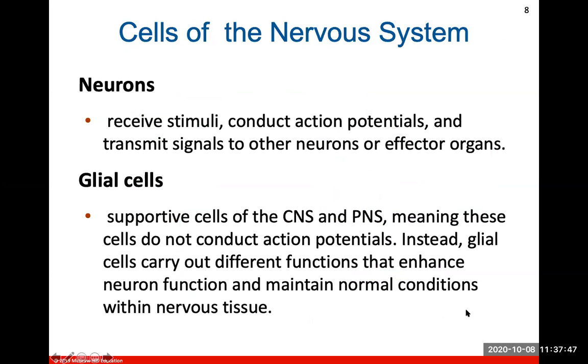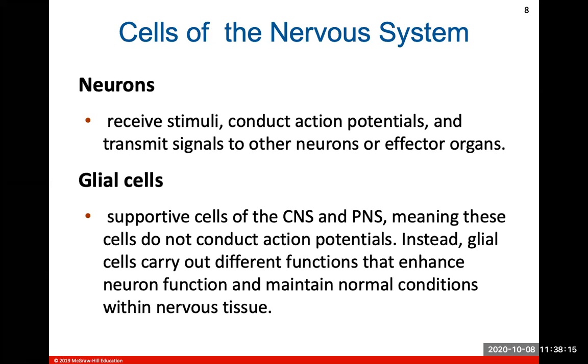The cells of the nervous system, there's just two main groups of cells. They'll be either neurons and glial cells. The neurons are the nervous system cells that are excitable, that can carry an electrical signal through them. So your neurons will receive stimuli, conduct action potentials, and transmit signals to other neurons or effector organs.